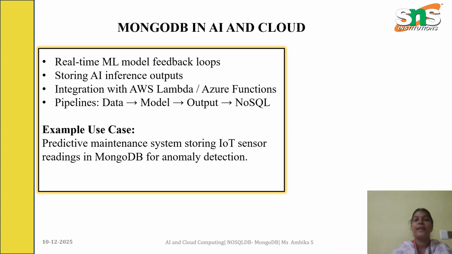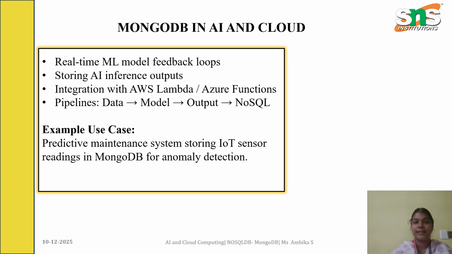Next is storing AI inference outputs. It is achieved by choosing high-performance, scalable cloud storage systems and using cloud data warehouses for further analytics. Next, integration takes place with AWS Lambda or Azure Functions, achieved using event-driven architecture. In the pipeline, the data is ingested and sent to the model for training, and based on the output, the model is retrained or the results are sent to the NoSQL database for further analytics.